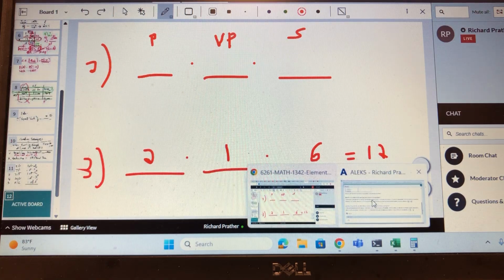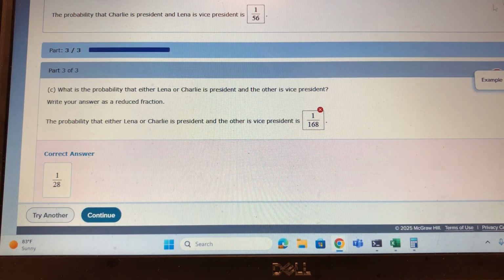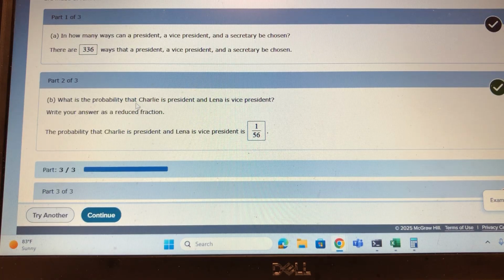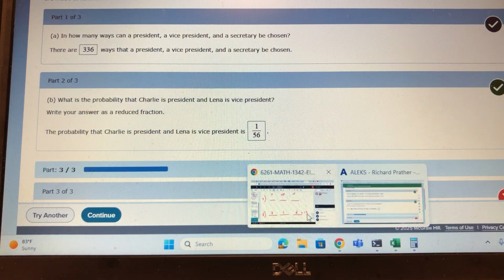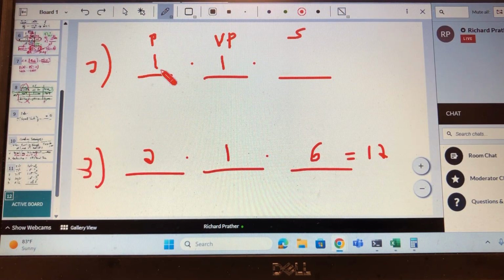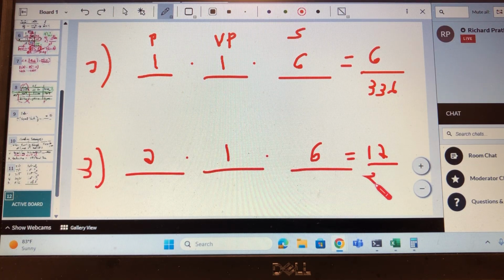And I forgot the wording of part 2. What did that one say? See, this one's either Lena or Charlie is president. That's 2 possibilities. Then the other one's automatically vice president. That's 1 possibility. And then there's automatically that 6 at the end. But here, Charlie is the president and Lena is the vice president. Those are 2 definitive single units, 1 and 1. Charlie has to be president, Lena has to be vice president, and then there's still 6 people left over. And then both of these are divided by 336 and you reduce them. So that's where that came from.